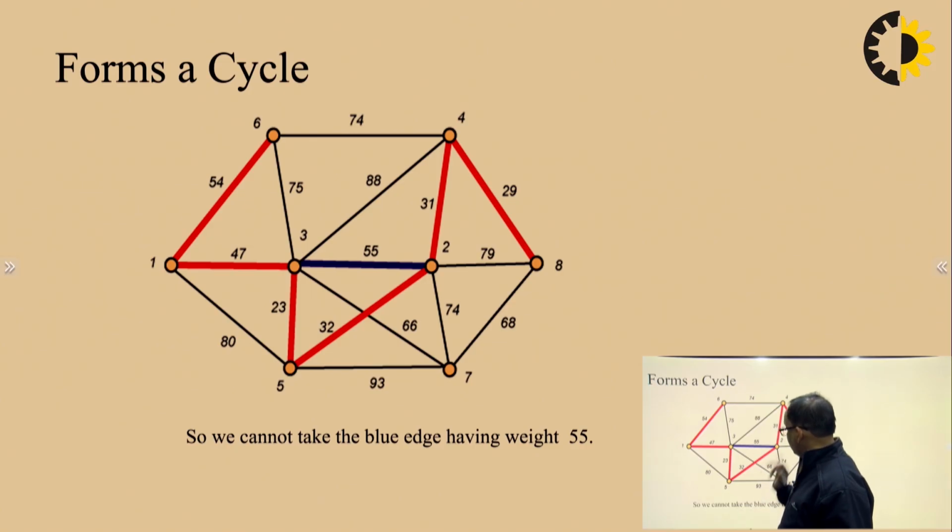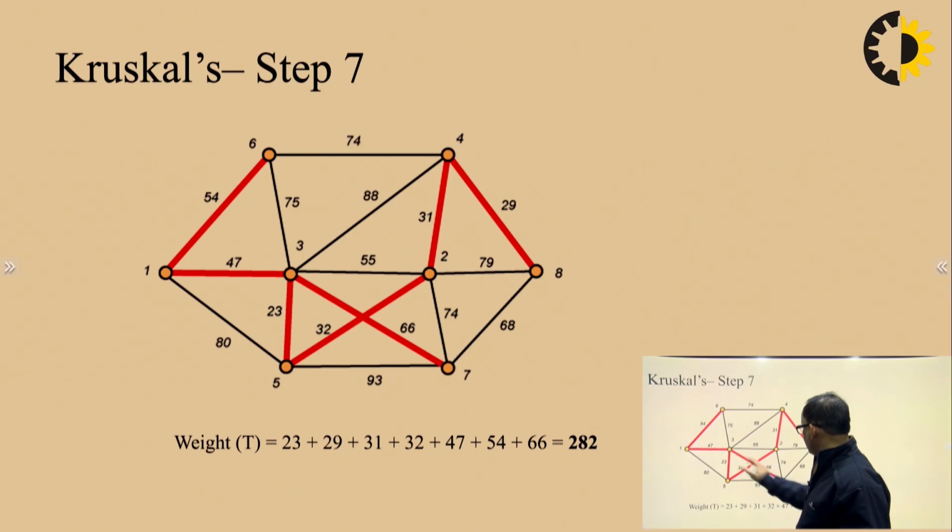So, this will not be considered after 50, as shown below. It means it will not be included in the minimum spanning tree, so it will be rejected. Next, we select the next minimum weighted edge. So after 55, the next minimum weighted edge is 66. So 66 will be connected.